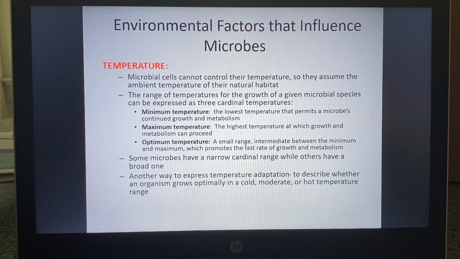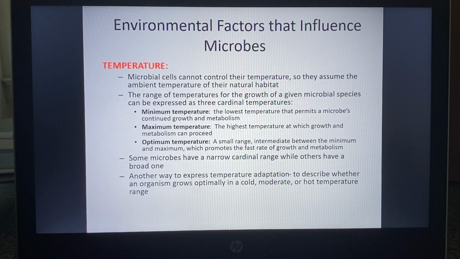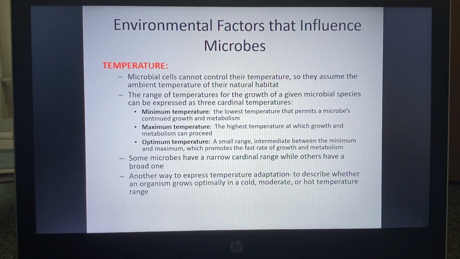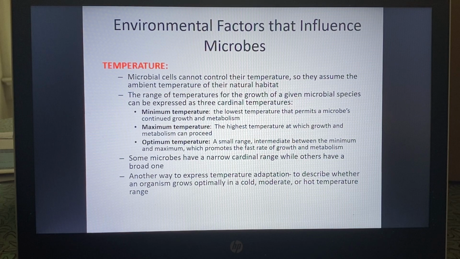So one of the things that affects how organisms, and I'm specifically going to talk about bacteria here because that's what we're going to deal with in lab, is the temperature at which they grow. So remember, bacteria don't have a system for homeostasis. So they're going to grow at whatever host temperature or environmental temperature suits them best. The term that we use to talk about that is this term ambient. Ambient just means the temperature of the immediate surroundings.